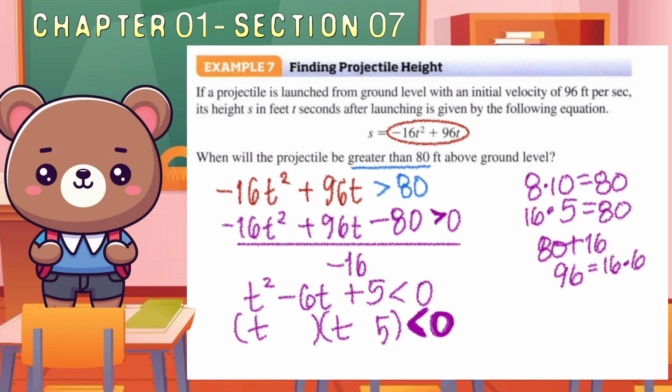5 is prime, so we only have 5 and 1. Negative 6, so they're both negative. Set each of those equal to 0, not less than, greater than, none of that. We set each of those equal to 0. Set each of those equal to 0.